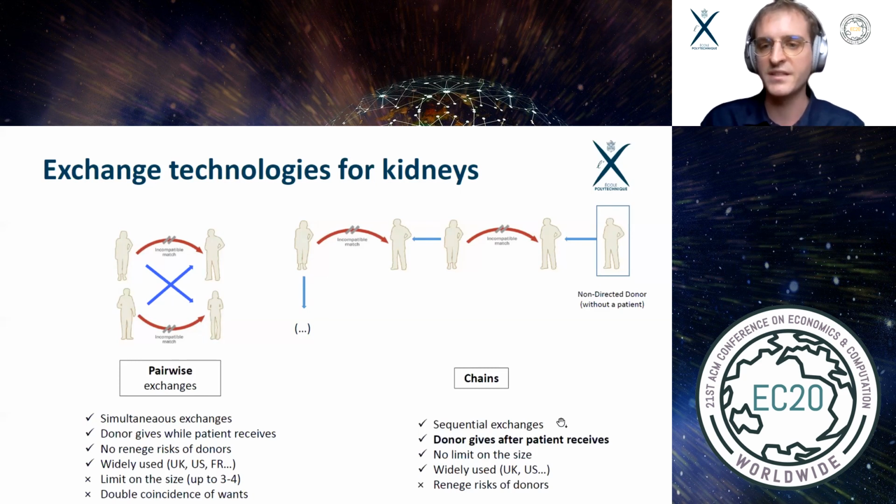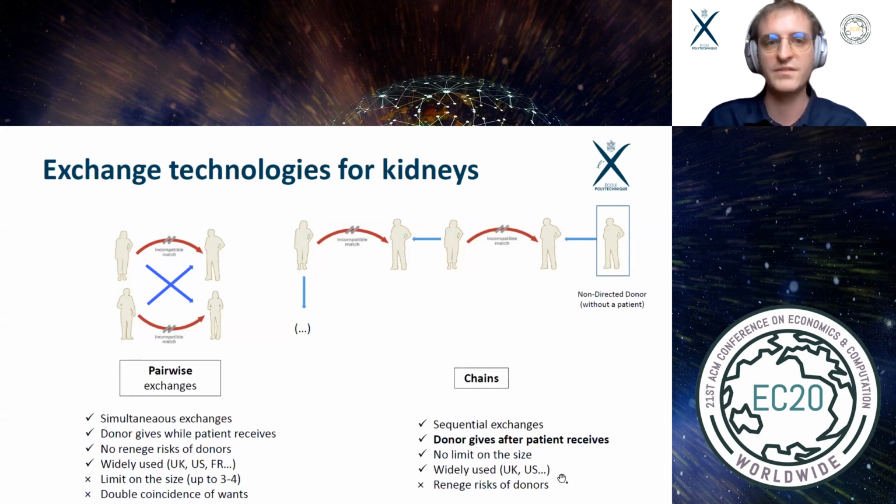The advantage of this is that the exchanges are now sequential over time. It relaxes the double coincidence of wants, because now a donor can give before the associated patient receives. And you have no limit on the length of this chain of exchanges. It's also widely used, for instance, in the UK or in the US, but not in France. Now a new risk appears: because the donor gives after the patient receives, the donor might say no in the future. So there is a renege risk for donors.